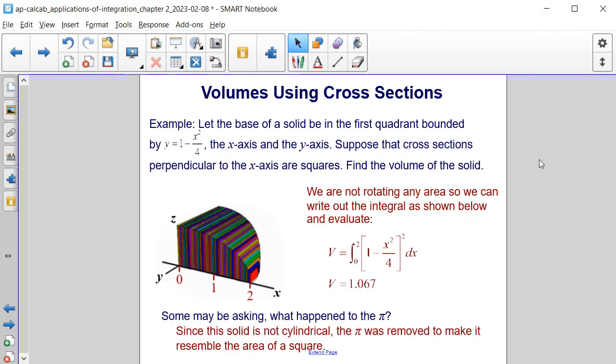Well, since the solid is no longer cylindrical or conical, for that matter, it could either look more like a cylinder or look more like a cone, depending on what functions you had there. The pi is then removed, and we make it resemble the area of a square, which again is that side length squared, and then the height of that cross-section is the dx.